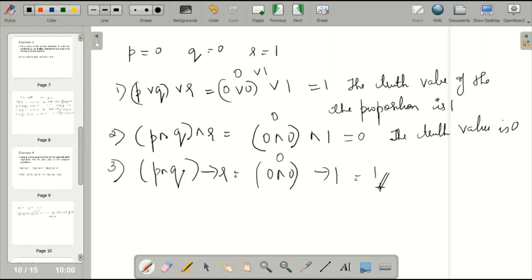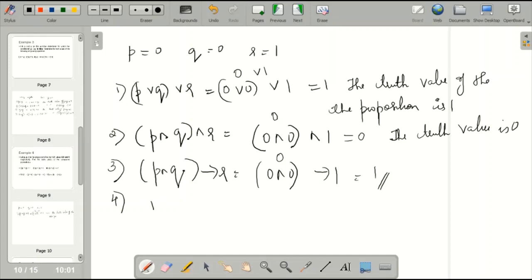So just write in terms of statements. The truth value of P and Q conditional R is 1. So you need to write in such a way. Okay. I have written in the first two examples. So you continue to write in the third also.